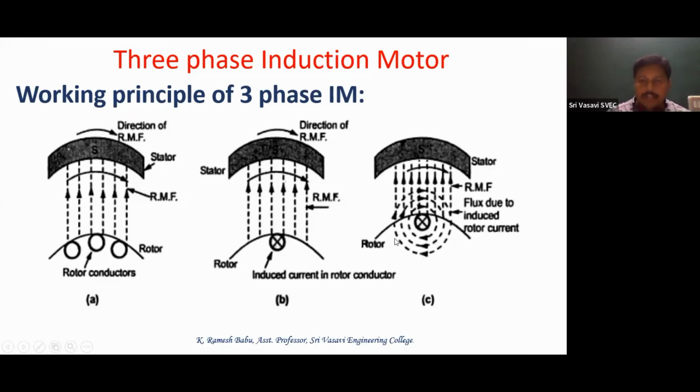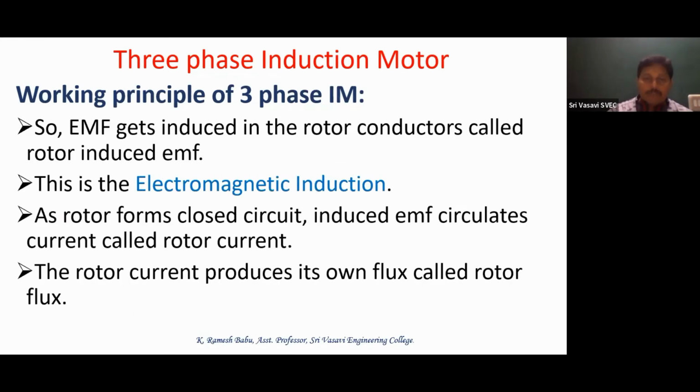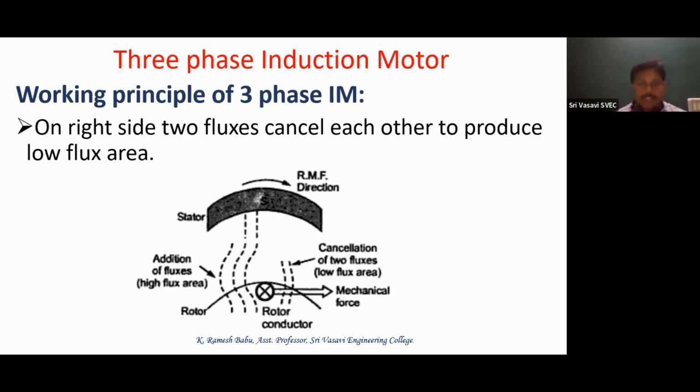The conductor always moves from high flux density to low flux density. So the conductor moves from left to right. The direction of rotation of the conductor is the same as the rotating magnetic field direction. Let us assume the rotating magnetic field is in the clockwise direction, and the conductor is also moving in the clockwise direction.